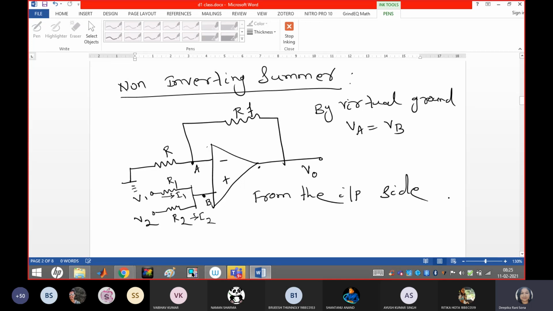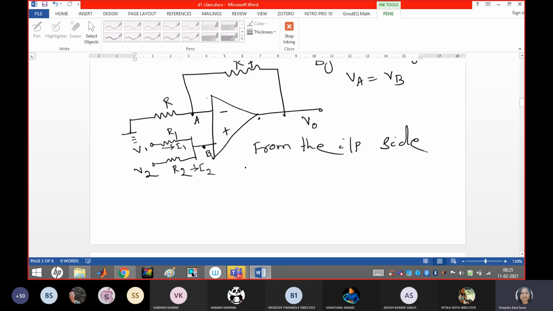So better I will write that from the input side, right guys? Okay, from the input side, what equation can be applied here altogether? First, can you tell me? Ma'am, I1 plus I2 equals 0. Yes, from the input side I1 plus I2 equals 0, because the current cannot enter inside the op-amp, right? So, what is I1? V1 minus VB by R1.